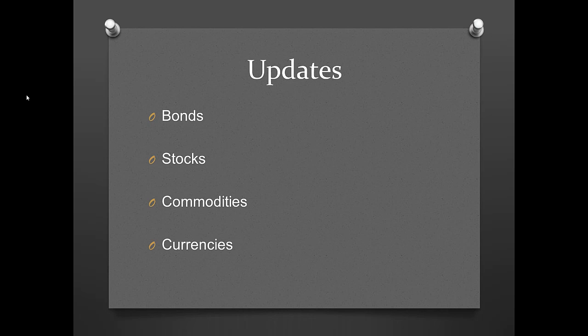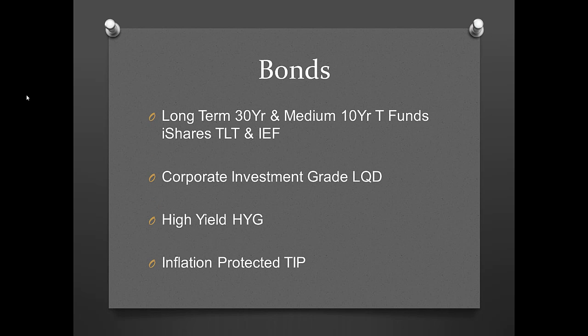Using the intermarket cycle of bonds, stocks, commodities and currencies, I will form an opinion on market direction and opportunities that may arise in various markets. So we will be looking at bonds, stocks, commodities and currencies. The bond markets will be the long-term 30-year plus bonds, as well as the medium 7 to 10-year funds. The counts I will be following will be on the TLT and the IEF.